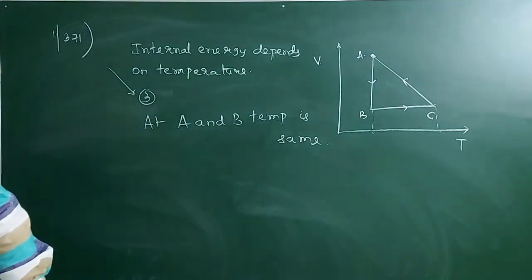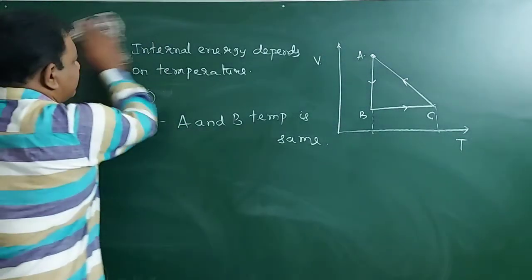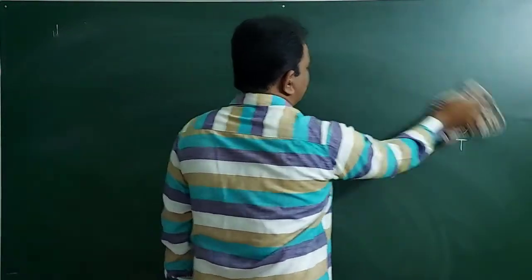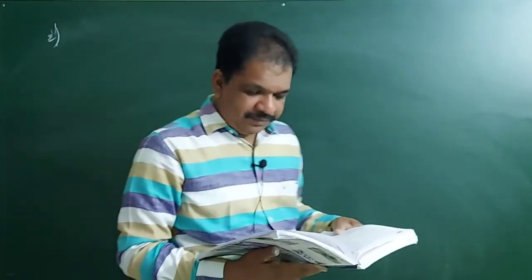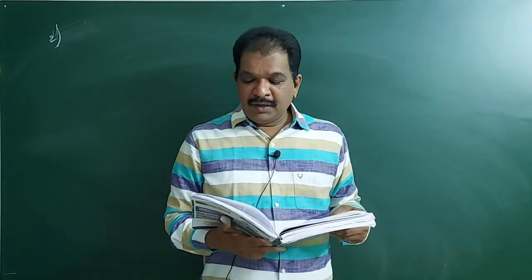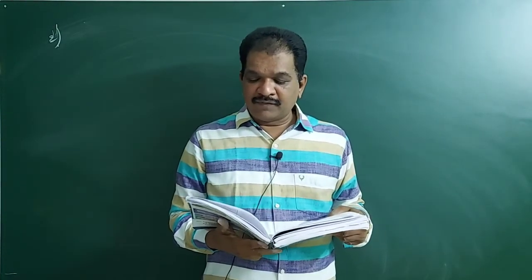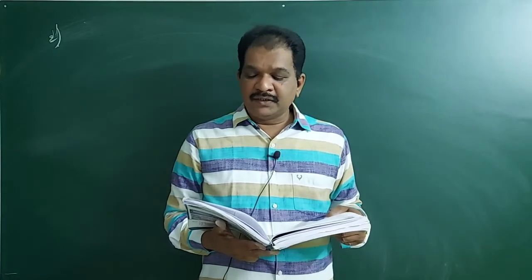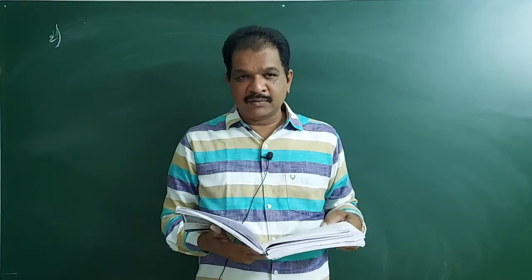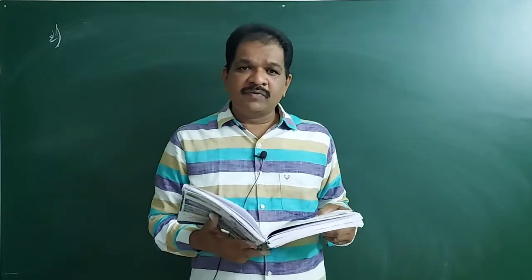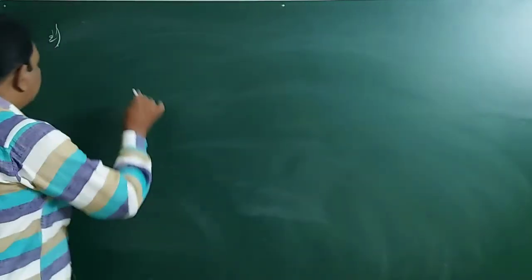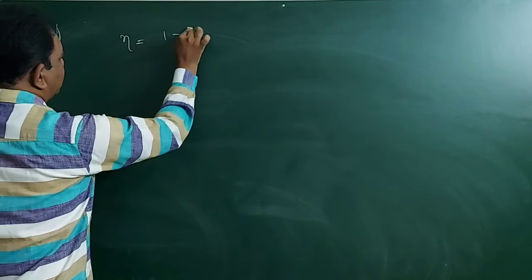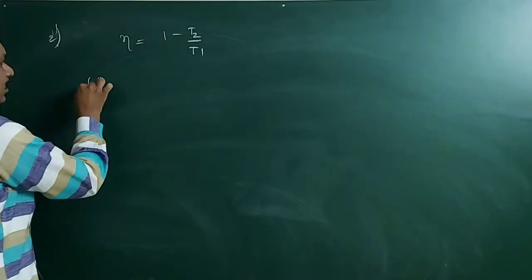Next, see the second question. What they are asking: for which combination of working temperatures of source and sink is the efficiency of the heat engine maximum? Maximum number of problems will be there on efficiency only. Second question, efficiency formula: 1 minus T2 by T1.